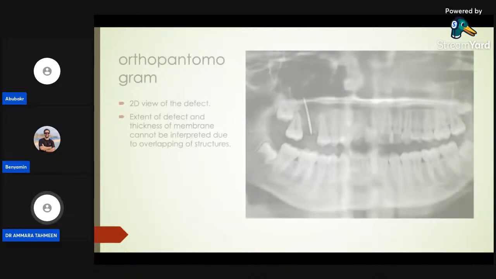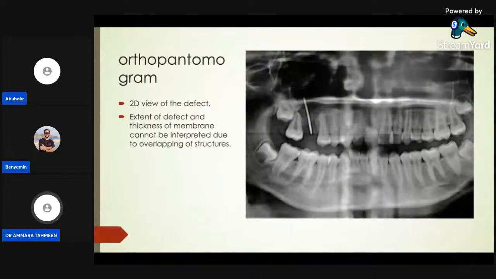So next is the orthopantomogram, as we also call it OPG, or panoramic view of the oral cavity. So again, it is a 2D view of the defect we can get.